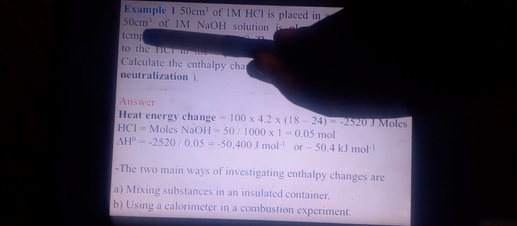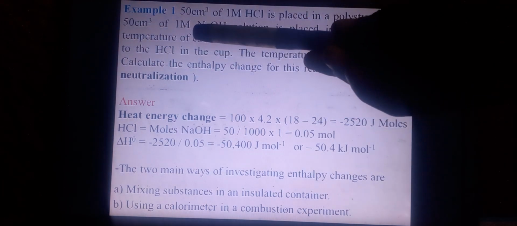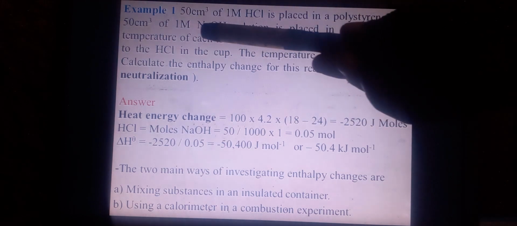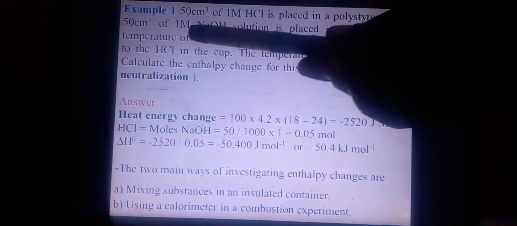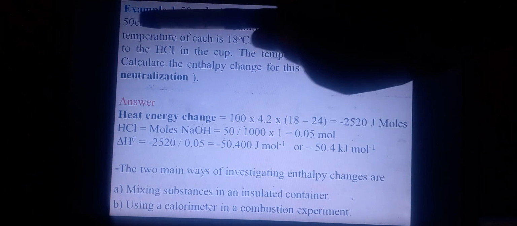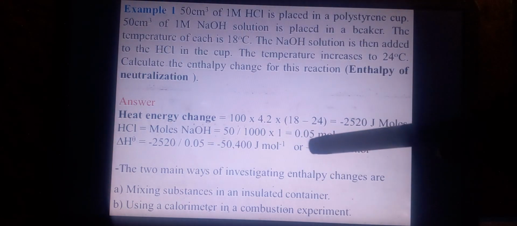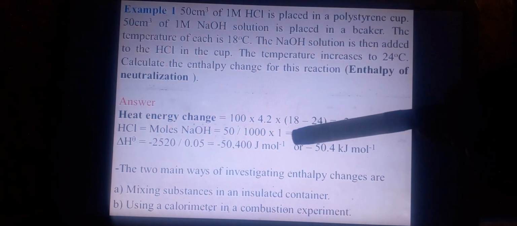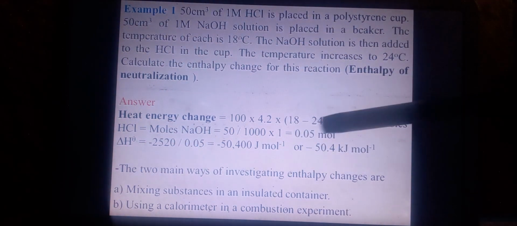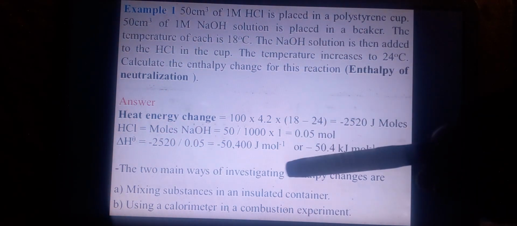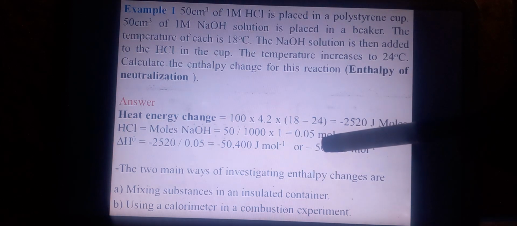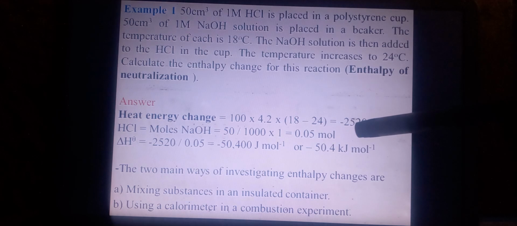We have 50 cubic centimeters. Then the solution is 1 molar. It means 1000 cubic centimeters contains 1 mole of sodium hydroxide. What about 50 cubic centimeters? This will give us 0.05 moles of sodium hydroxide, which is equivalent to the number of moles of water formed. So that means if 0.05 moles of water are formed, 2,520 joules of heat is evolved.